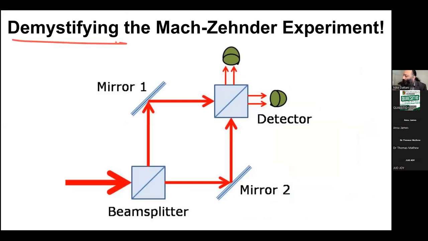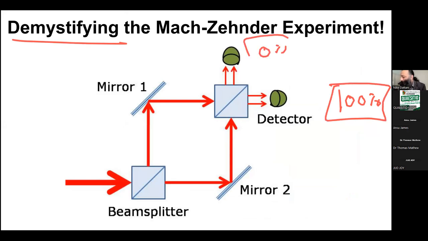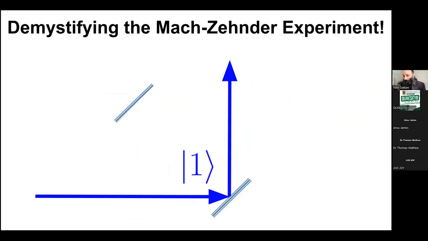So now let's demystify that Mach-Zehnder experiment. Why did we find 100% of the photons here and 0% of them here, even though everyone said in the chat that we should have 50% there and 50% there? Why did this happen? I'll explain this in terms of qubits.